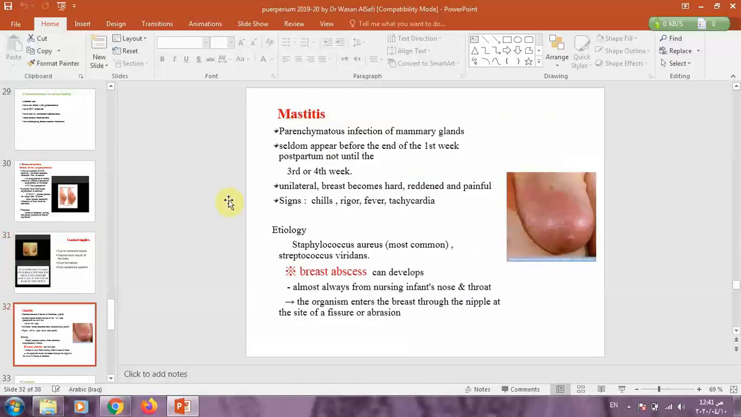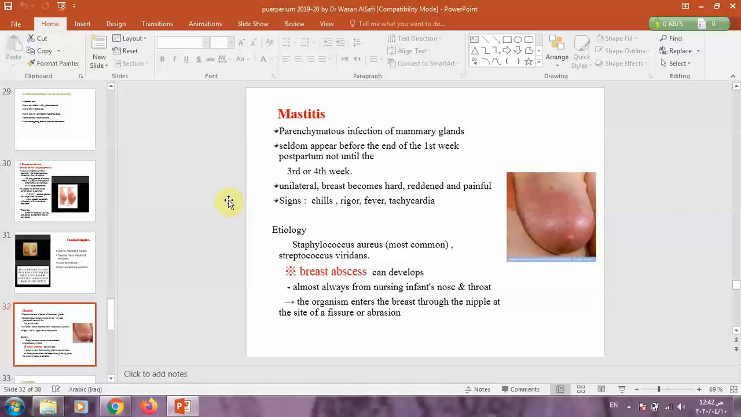Some women will have mastitis. This is due to parenchymatous infection of the mammary gland and seldom appears before the end of the first week postpartum. Usually, it occurs in the first 3-4 weeks after delivery. They will have unilateral breast hardness, redness, and painful tenderness. The women may experience chills, rigor, fever, and tachycardia. This is mostly due to the microorganisms Staph aureus and sometimes Strep viridans.